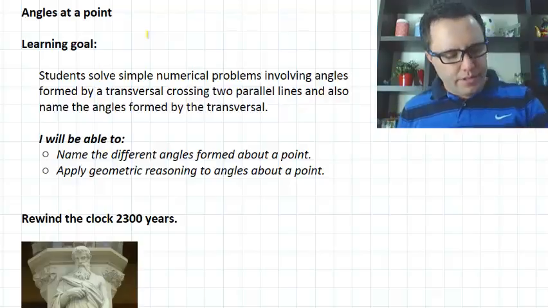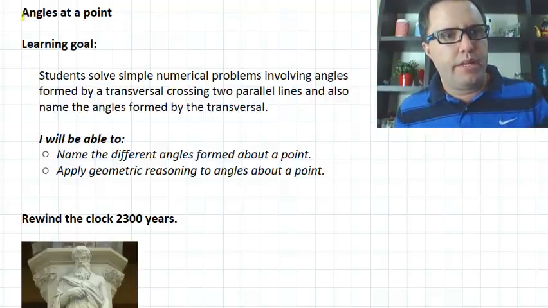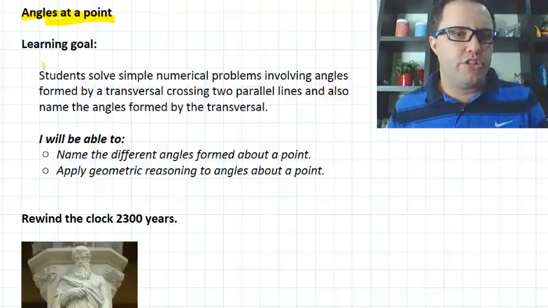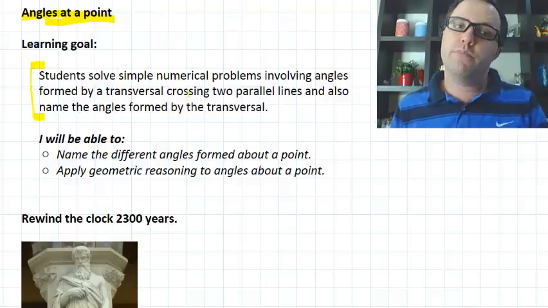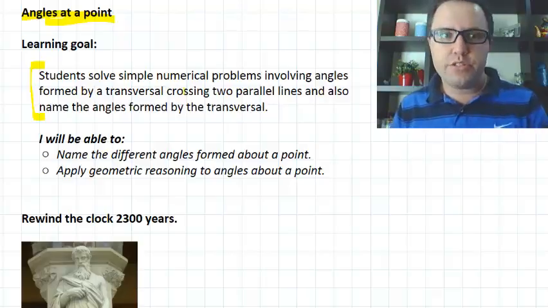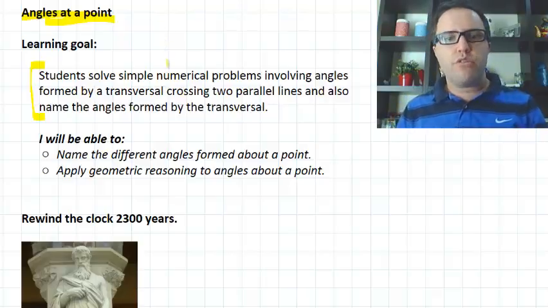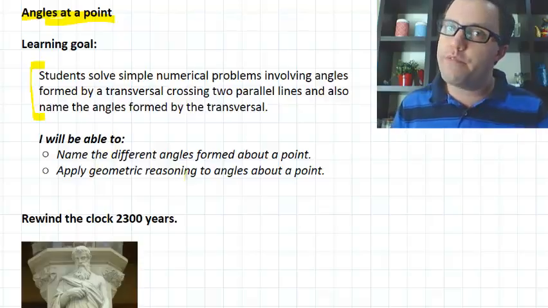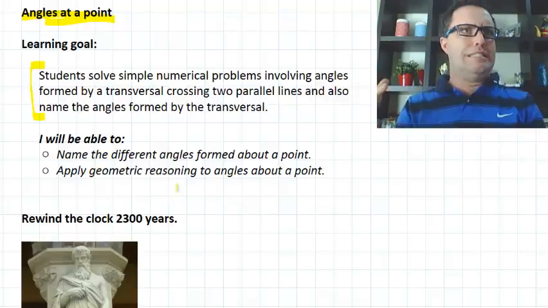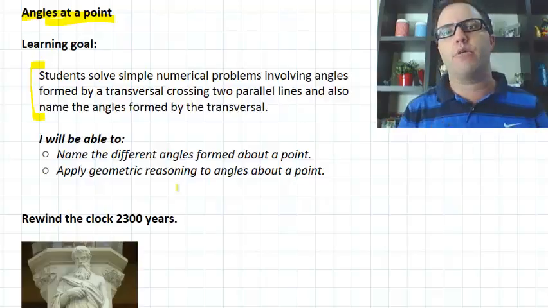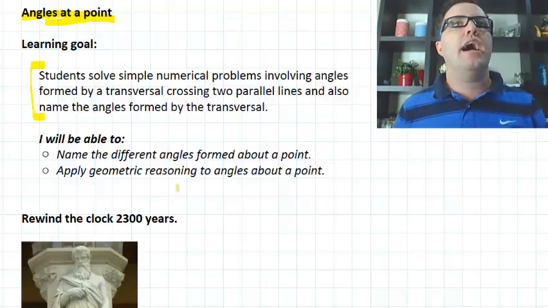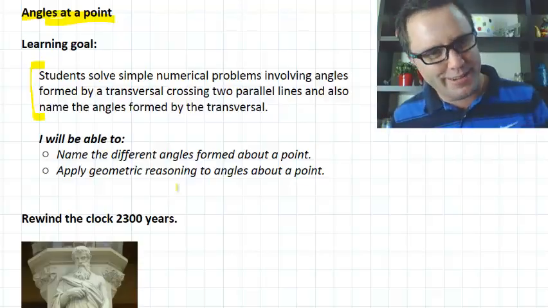Now, we're going to be talking today about angles at a point, and we're getting to more the geometry side of our measurement unit. Our learning goal now has changed a bit, so now you're going to be solving simple numerical problems involving angles formed by a transversal crossing two parallel lines, and also name the angles formed by the transversal. Okay, big sentence, some scary words in there, but I promise you it's very easy if you do lots of practice.